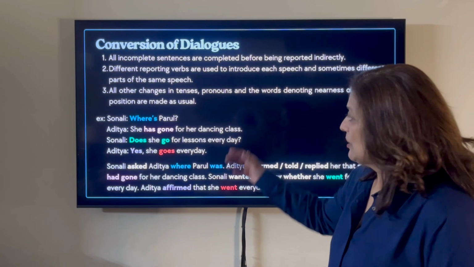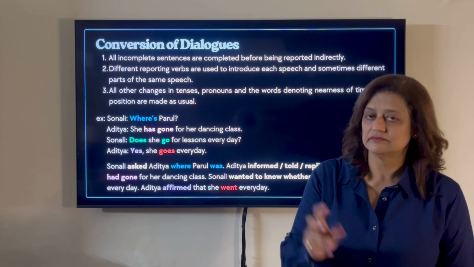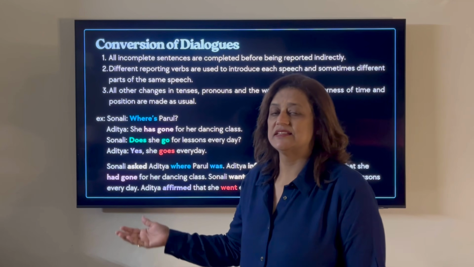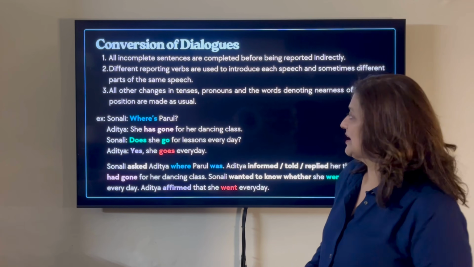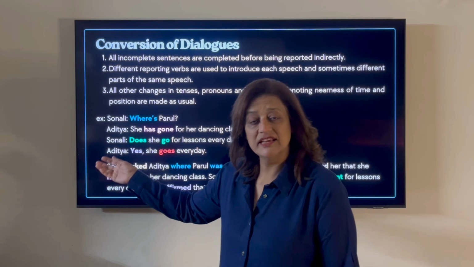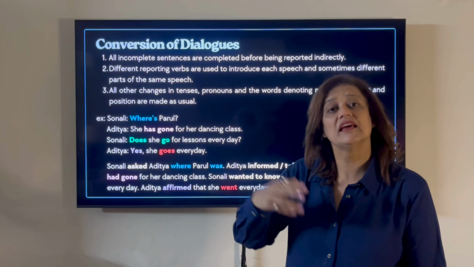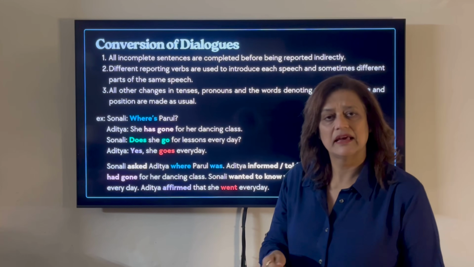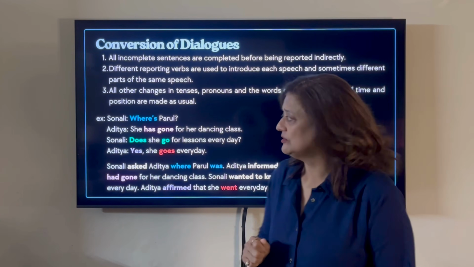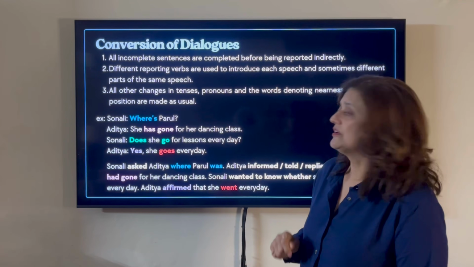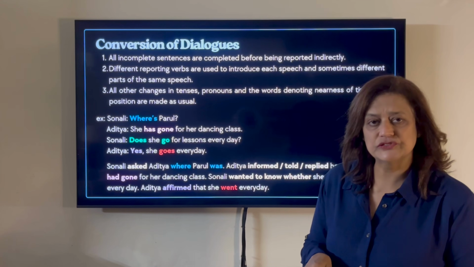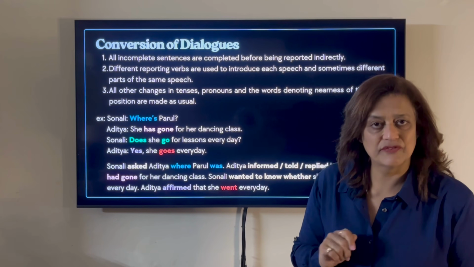Conversion of dialogues. Now, when two people are talking, the dialogue of one and the dialogue of the other, how do we change such sentences into indirect? Let's understand that. Sonali and Aditya are having a conversation here. Sonali is asking Aditya about Parul and her details, and Aditya is responding to that. Sonali: where's Parul? Aditya: she has gone for her dancing class. Sonali: does she go for lessons every day? Aditya: yes, she goes every day.